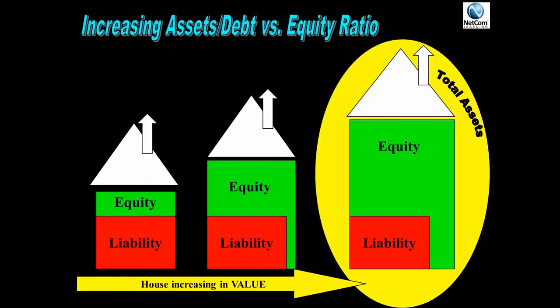And this is what it might look like in an illustration. Here we have a house that is increasing in value, but whatever the homeowner owes to the bank remains the same. So equity becomes disproportionately greater in relationship to the liability simply because the equity of the house is increasing.